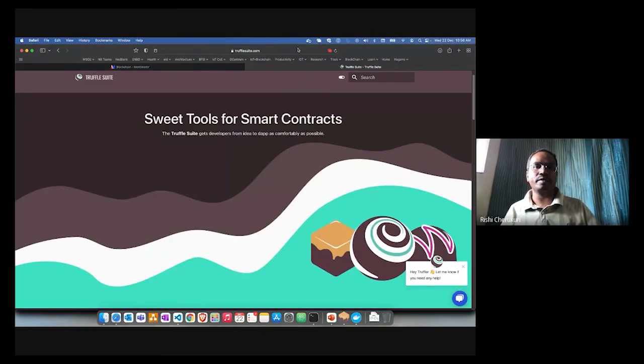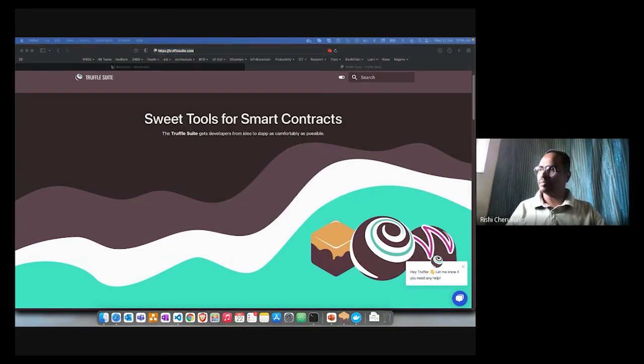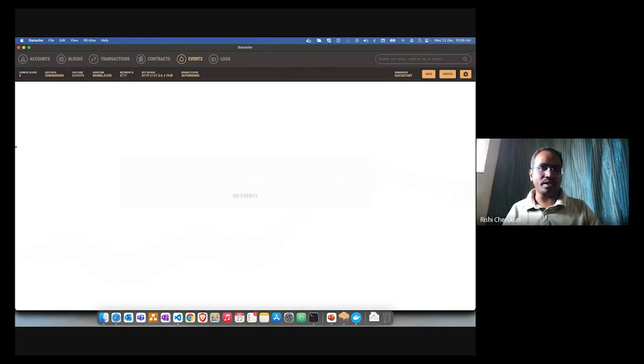So this is one website that is helpful. I'm just posting it in the chat. This is one tool that you can use. So Ganache, definitely, here is something that you can utilize. Okay.